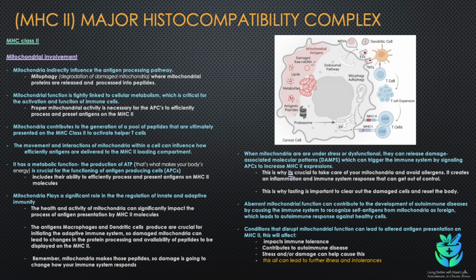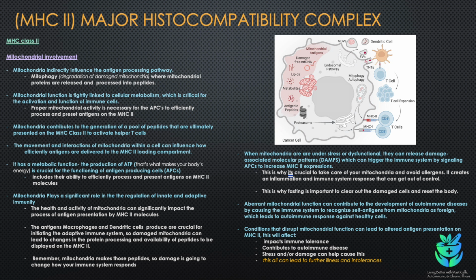This is why fasting is important, to clear out the damaged cells to help reset the body. It stops all these aberrant processes. Aberrant mitochondrial function can contribute to the development of autoimmune diseases by causing the immune system to recognize self-antigens from the mitochondria as foreign, which leads to the autoimmune response against healthy cells. So, conditions that disrupt mitochondrial function can lead to altered antigen presentation on the MHC2. This will affect the immune tolerance. So if you're a mast cell patient, this process will just spiral out of control. It contributes to autoimmune diseases.